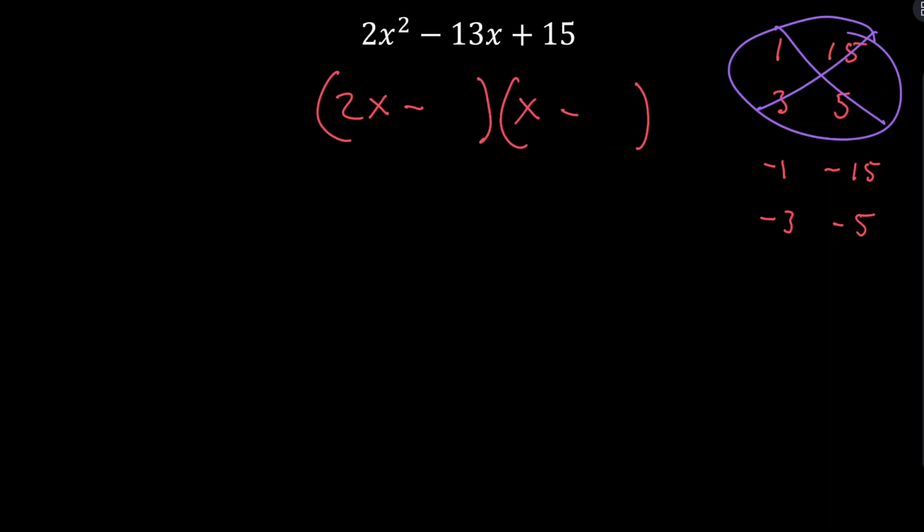So let me try -3, -5. What is our outer and inner? That's -10x, -3x. That does give me -13x. So I found it pretty quickly. That checks out. When we FOIL it out, we get back to where we started. Hopefully that process made sense.